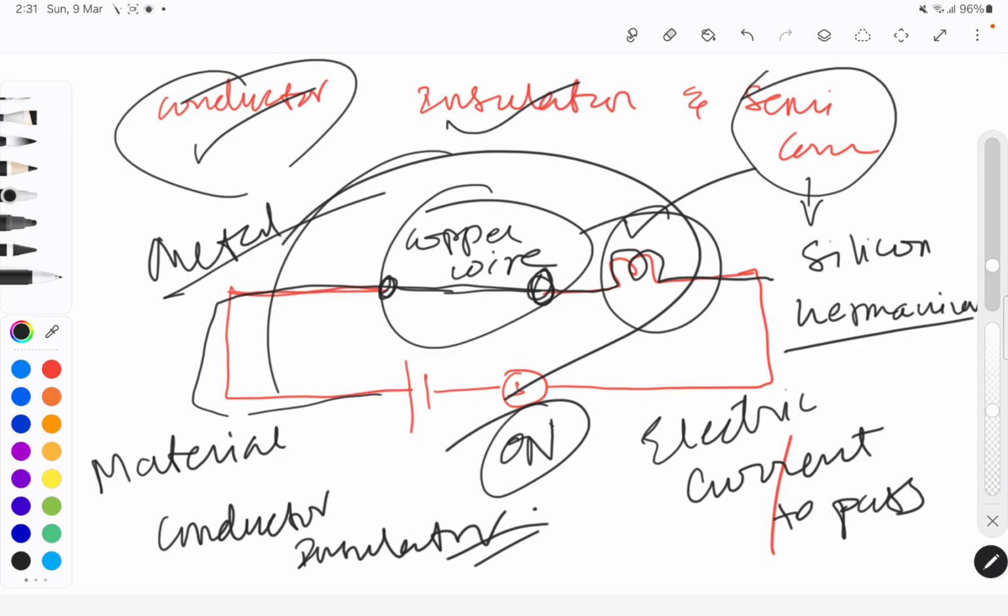So clear about this activity? This is your activity number 1, where you will show what is conductor, what is insulator, and what is semiconductor. Okay, clear about that?